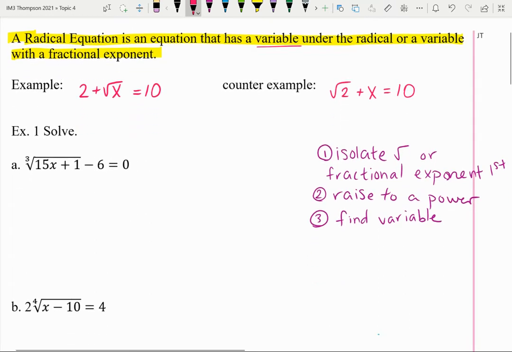Cool. Here we go. So I've got this radical here with a variable underneath it. I want to isolate this first. That means I want it on the left side of the equation without anything else in the way. So I need to move the 6. So I'll add the 6 to both sides.